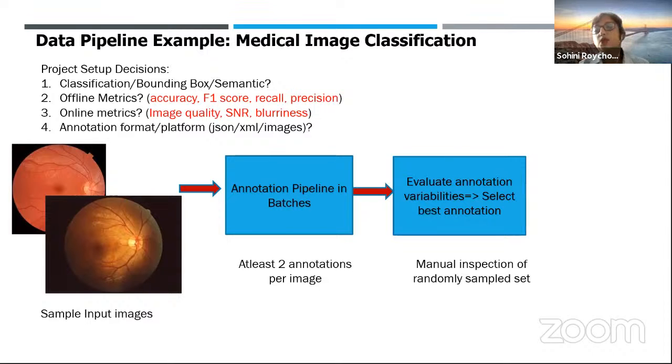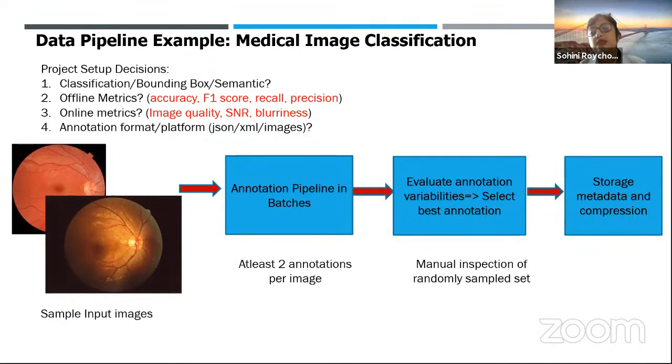Next, you get into evaluating annotation variabilities. You select the best annotator. Like I mentioned, it could be manually randomly selected, or you can even have a deep learning algorithm or a machine learning model to tell you how disagreeing it is from that one annotator. And then finally, you store the metadata with compression.